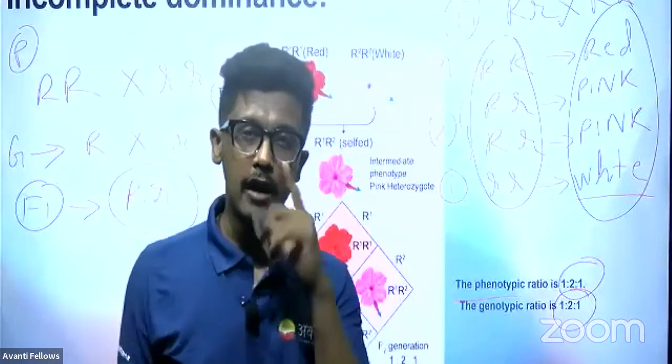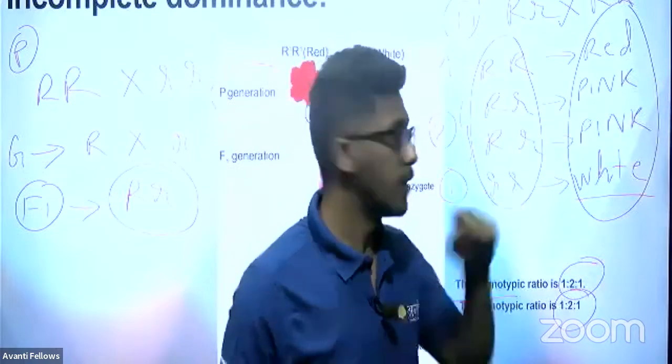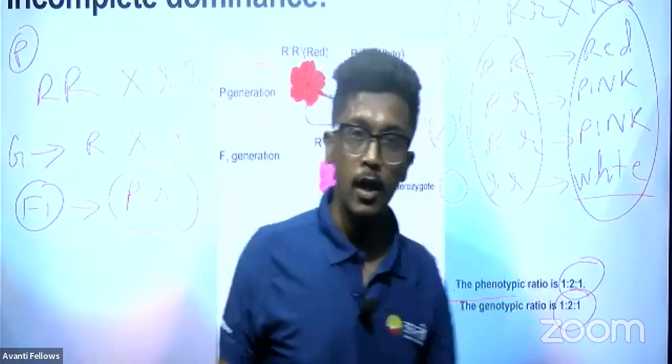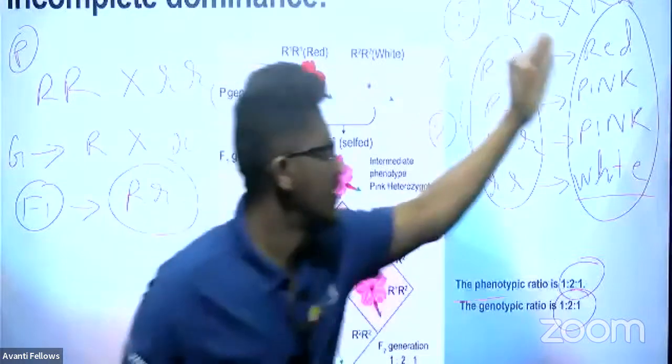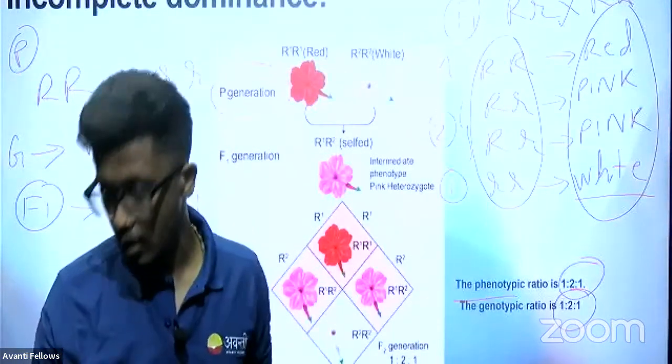Again, you come to the phenotype. Phenotype means I can observe the color of the flowers and I can analyze. So 1 is red flower. 2 of them are pink flowers. 1 is white flower. Now this is the genotypic ratio. That is the phenotypic ratio. 1:2:1, 1:2:1. Now what happened here?